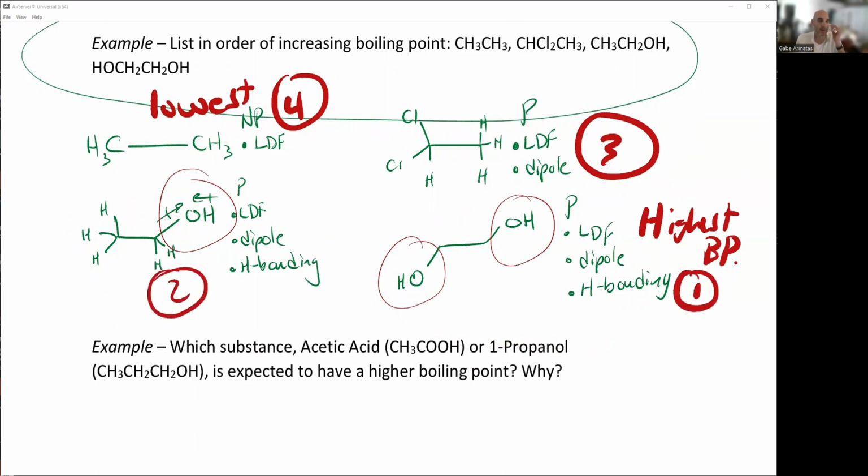Okay, so that's how we do these problems. It's the same way with solubility: which one has the most like forces of whatever it's dissolving in, and that's how you do that calculation. So that should do it. That should give you some idea of how to do intermolecular forces again, and I hope it helps.